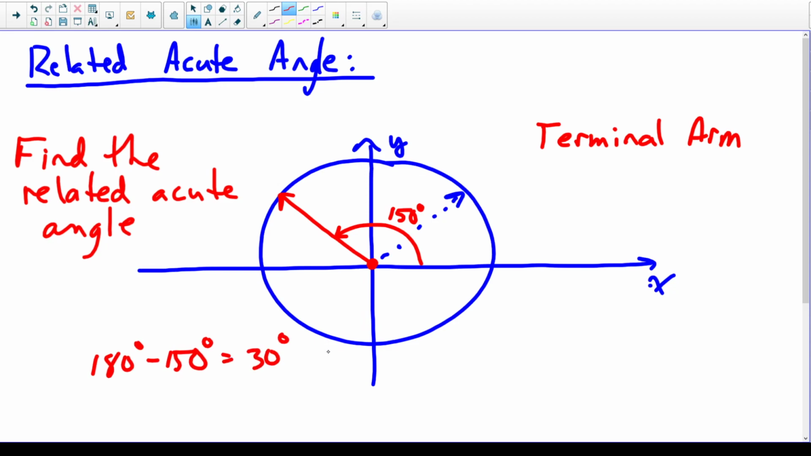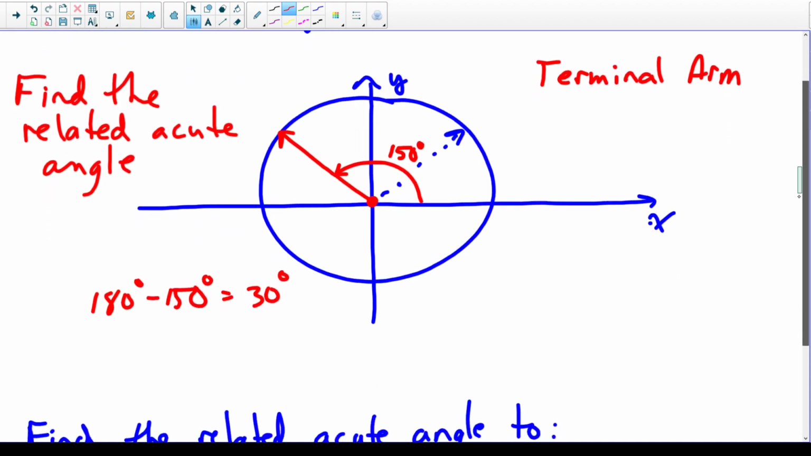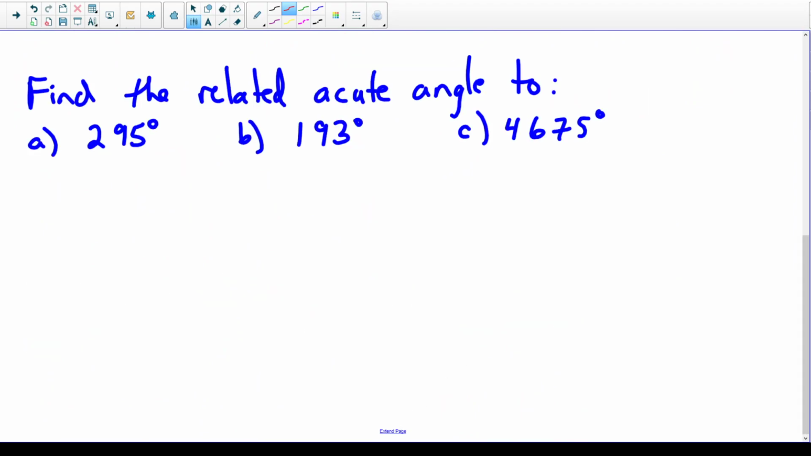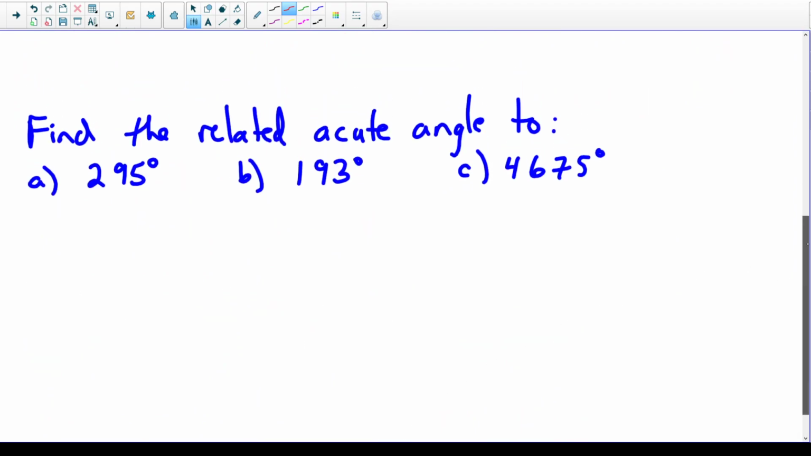So what I would say is, on an angle of 150, the terminal arm is at an angle of 150 degrees from, in standard position. Find the related acute angle. So that's the way the question might be asked. Okay, so they might mention that terminal arm in the question. Now, to make things a little bit more interesting, it doesn't have to be one of the special angles.